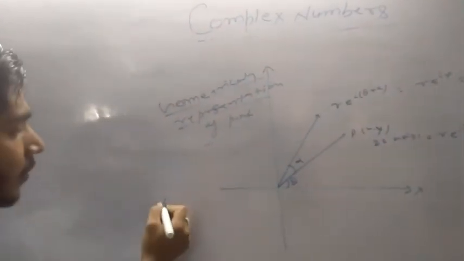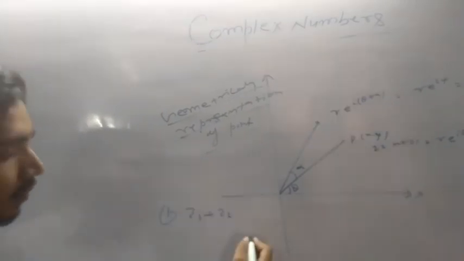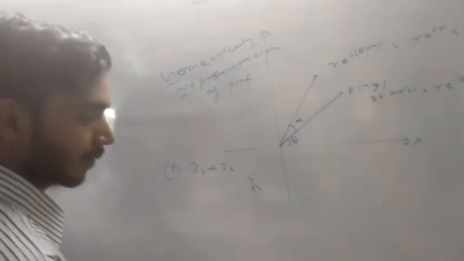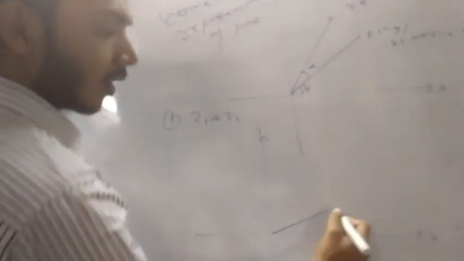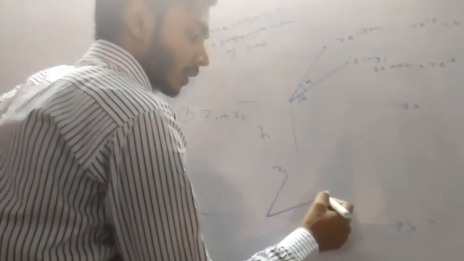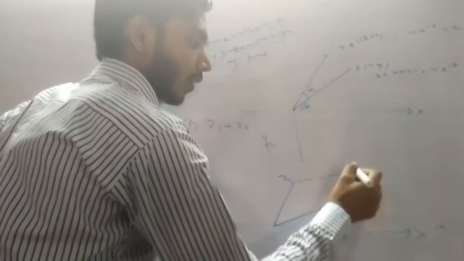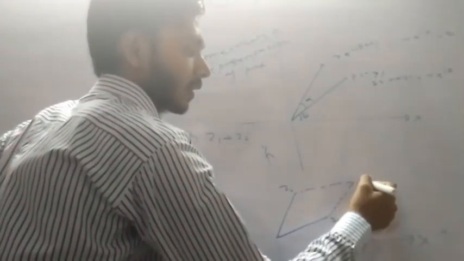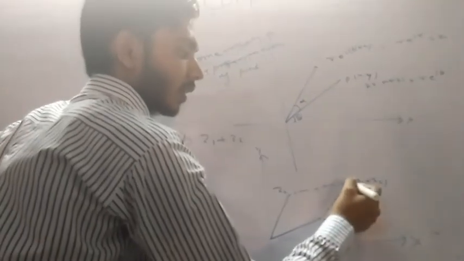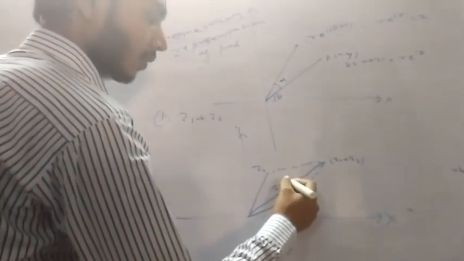Similarly, you can see the geometrical representation of the sum of two complex numbers like z1 plus z2. On the x and y axes, this is the z1 point, and we have a z2 point. Then you can complete the parallelogram, and this point is z1 plus z2, and this is called the diagonal vector of z1 plus z2.